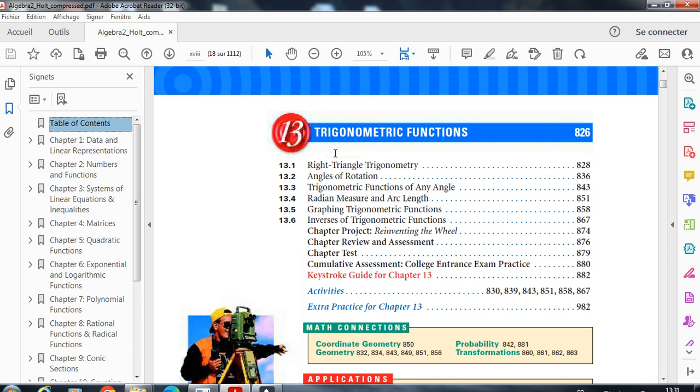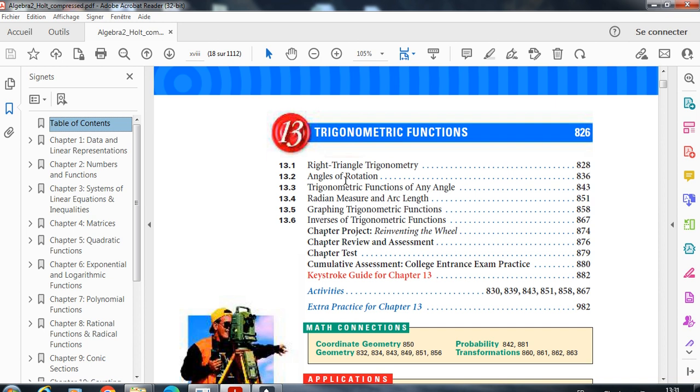Right triangle trigonometry, angles, the Pythagorean theorem. Right triangle trigonometry, angles of rotation, trigonometric functions of any angle, radian measure and arc length, graphing trigonometric functions, inverses of trigonometric functions.